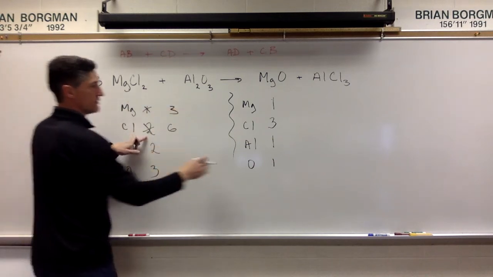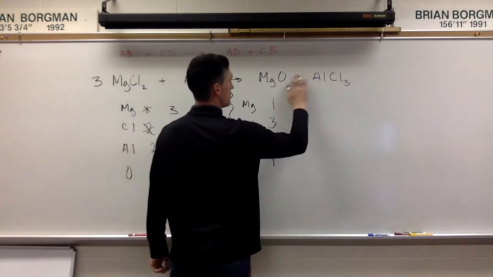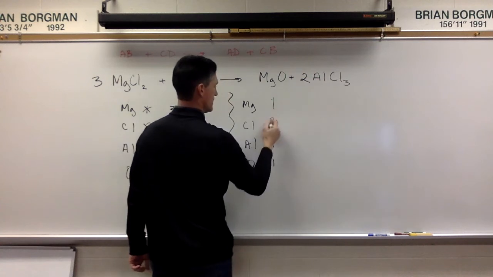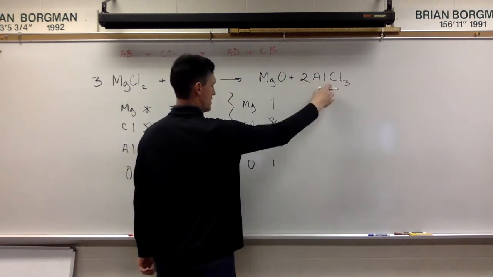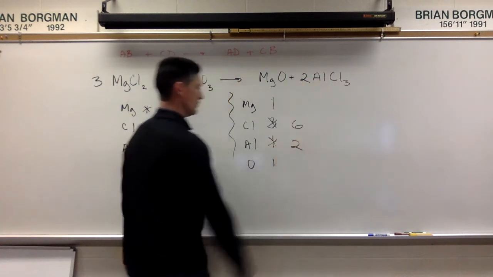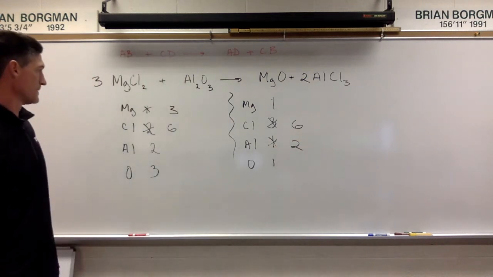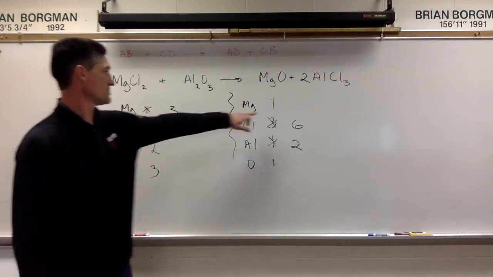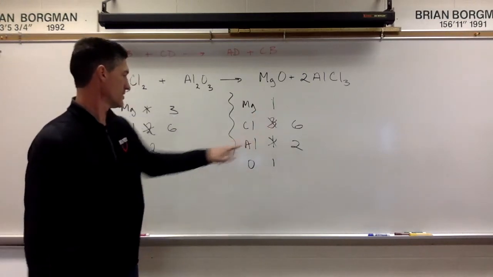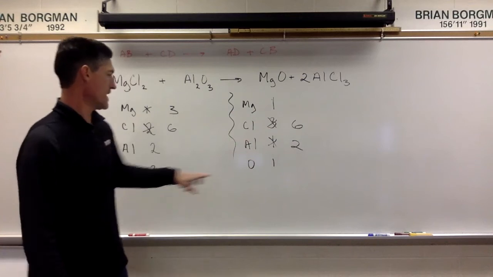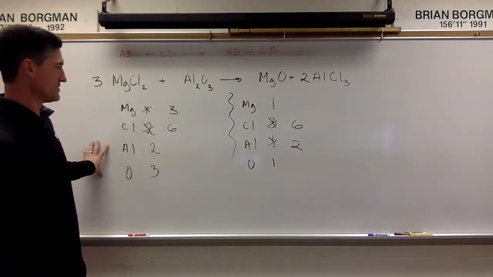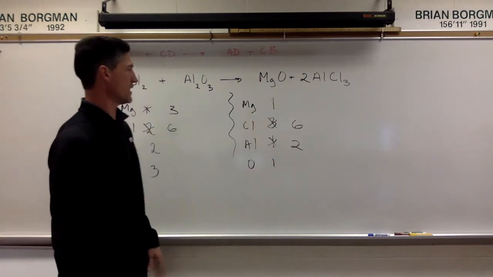Let's fix the chlorine over here. Chlorine over here is over. I need to put a 2 here because 2 times 3 gives me 6. That also gave me 2 aluminums. Okay. So looking at my damage, my magnesiums are still not good. My chlorines are good. My aluminums are good. The oxygens are off. In fact, 3 and 3 on this side, 1 and 1 over there.